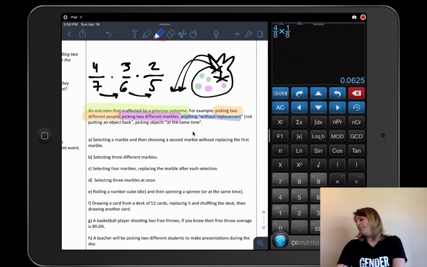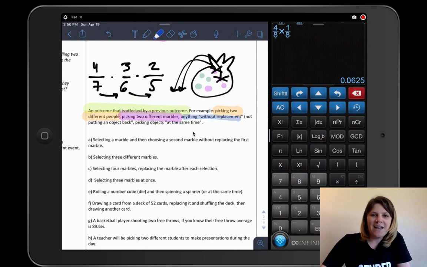Oh, stop. Sorry, my cat is attacking my table here.